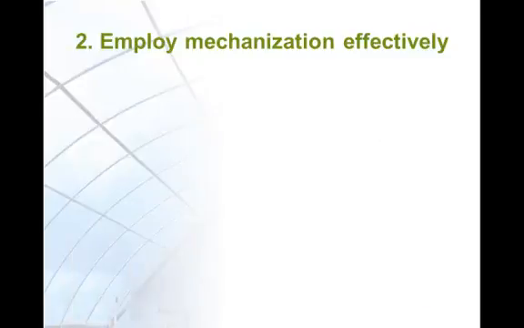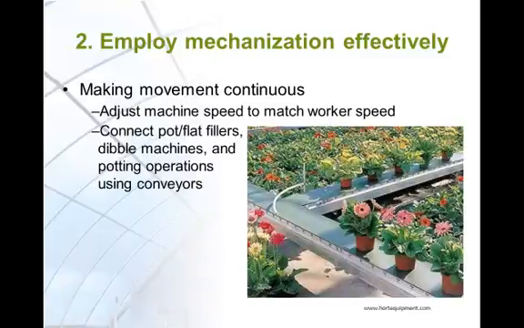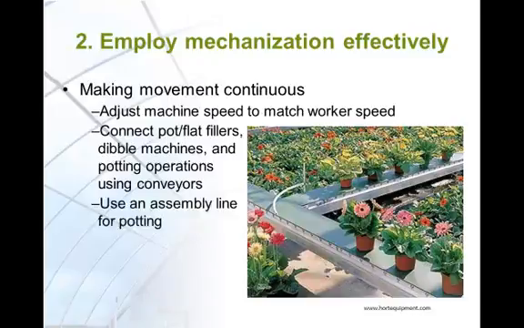An operation can only move as quickly as its slowest component. Make movement continuous. Adjust machine speed to match worker speed. Bring work to the worker. Connect pot, flat fillers, dibble machines, and potting operations using conveyors. Use an assembly line for potting.